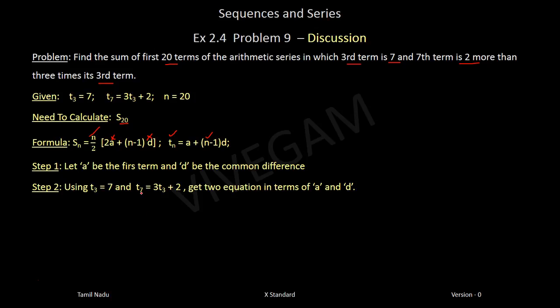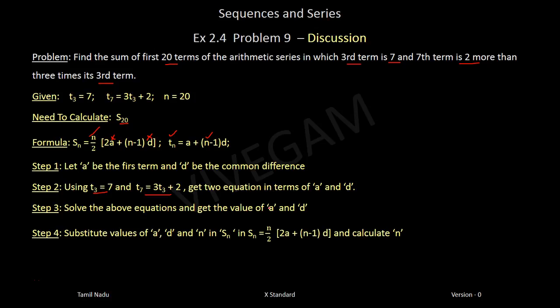Similarly, you find T7. What will be T7? T7 will be a plus 7 minus 1, 6d. So a plus 6d will be 3 times T3 plus 2. You already had an equation for T3 in terms of a and d. Substitute that here, and you will get one more equation in terms of a and d. So you have one equation here, and another equation using this part. So you will have two equations in a and d. Solve that, and you will be able to get the values of a and d.